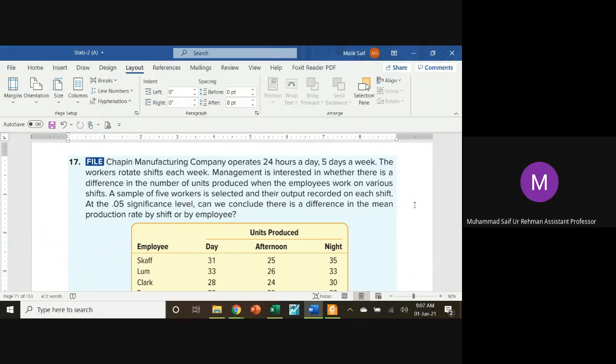Japan Manufacturing Company operates 24 hours a day, 5 days a week. The workers rotate shifts each week. Management is interested in whether there is a difference in the number of units produced when the employees work on various shifts. A sample of 5 workers is selected and their output recorded on each shift. At the 0.05 significance level, can we conclude there is a difference in the mean production rate by shift or by employee? So basically, there are two things involved.